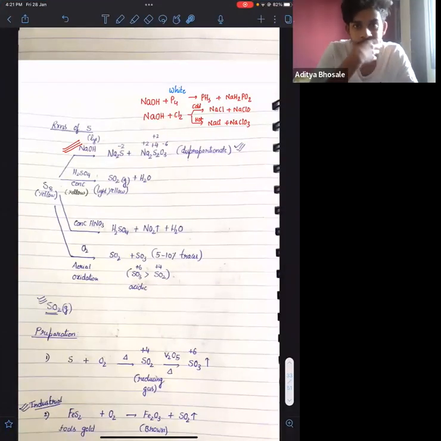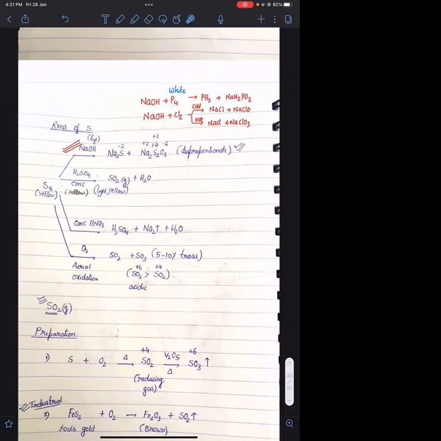Disproportionation. Okay, okay, these 3 reactions of NaOH with non-metals: NaOH with Cl2, NaOH with phosphorus and NaOH with sulfur. Remember these 3 reactions separately, very very important, more probable for asking in entrance exams.